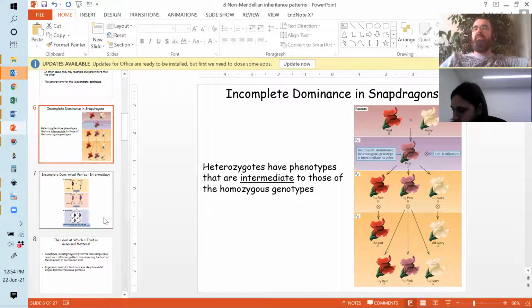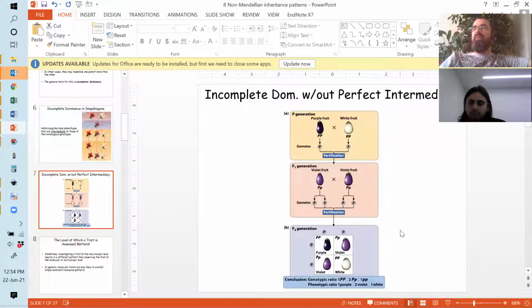And there's also another example, again pigmentation, with aubergines, eggplants, called aubergines in the UK because it's French. And again, you have the same deal, right? You have an intermediate F1 and you have a 1-to-2-to-1 ratio in the F2s because you now have that intermediate phenotype.